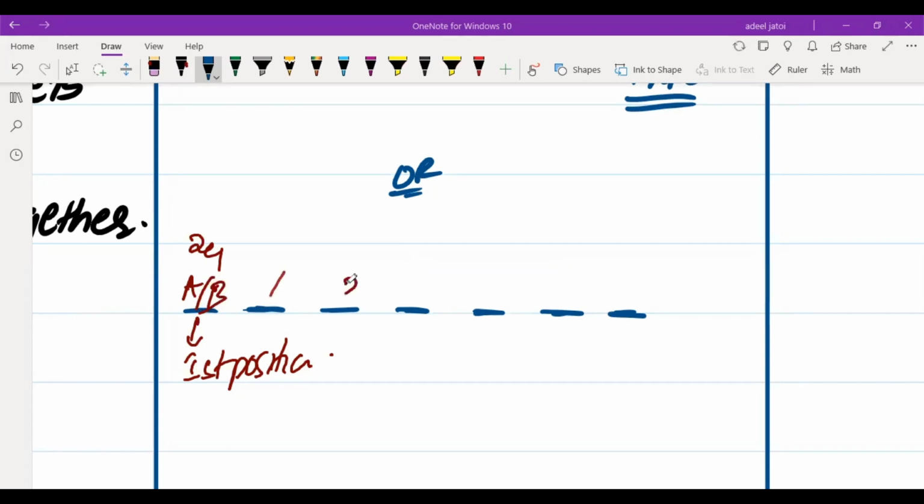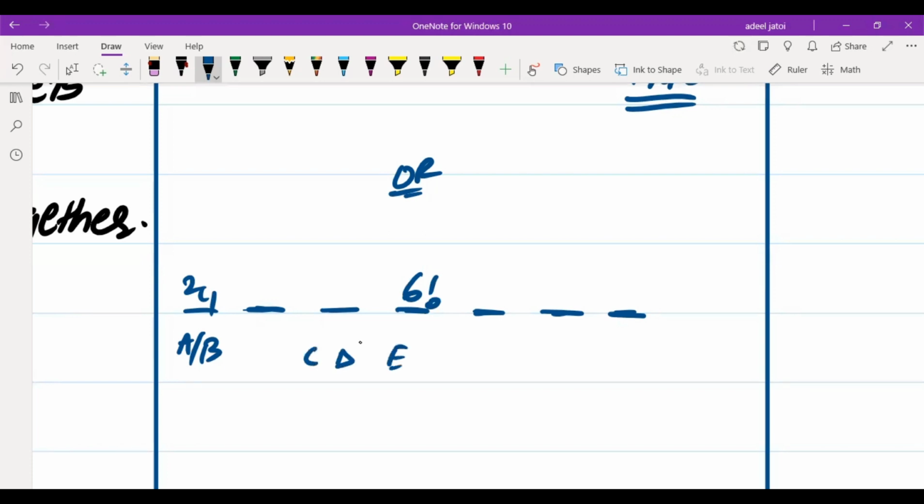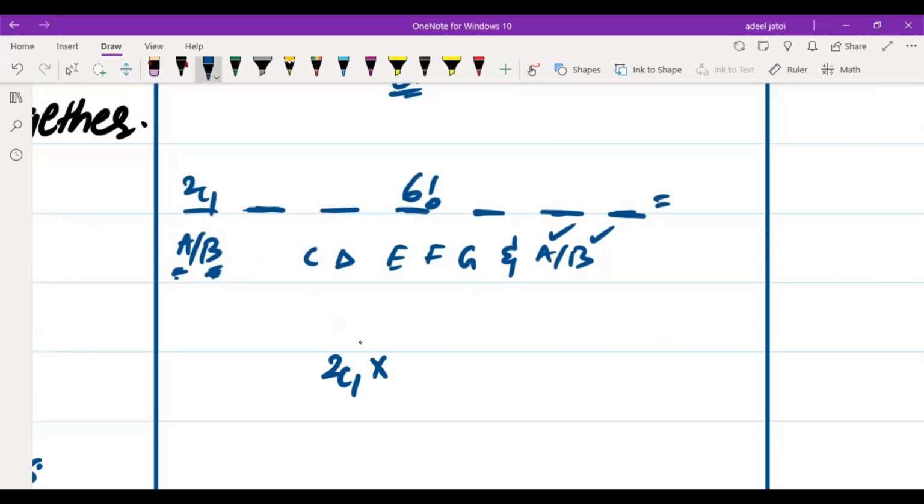So that means how many alphabet do we have? 1, 2, 3, 4, 5, 6. We will have 6 remaining alphabet. For that case, what we'll do is we will be applying 2C1 for A or B, and we will be applying 6 factorial for what? C, D, E, F, G, and A or B again. Because if A is chosen here, then here we'll have B. If B is chosen here, then here we will have A. So the end answer will be 2C1 into 6 factorial. The answer would be 1440.